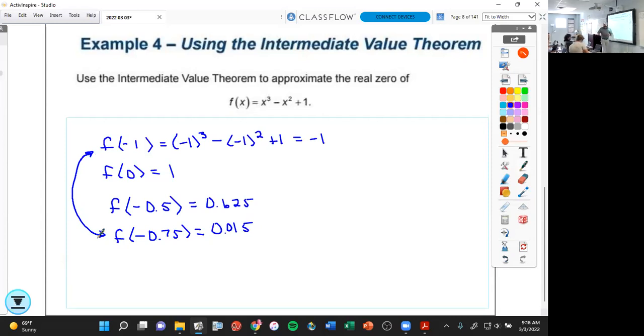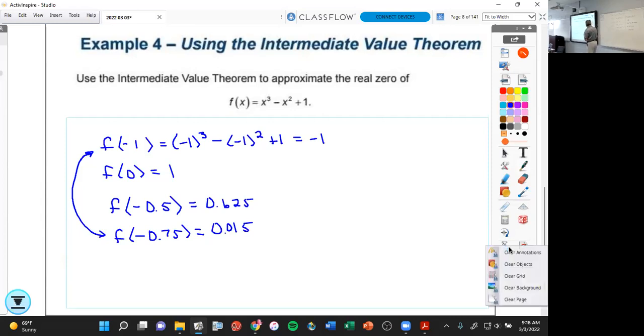So that's what the intermediate value theorem does. It allows us to get closer and closer and closer to what the 0 is. Okay? Questions on that? Snap it if you want it. I'm going to clear everything on the screen so you can see what the book has on here. Y'all good?